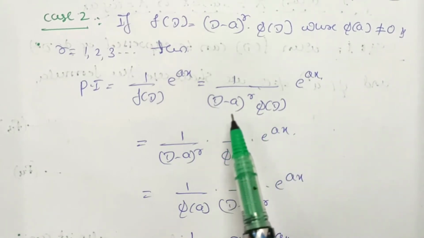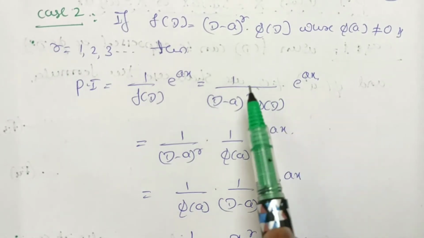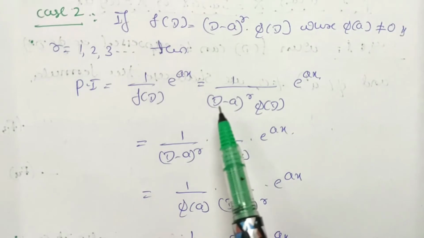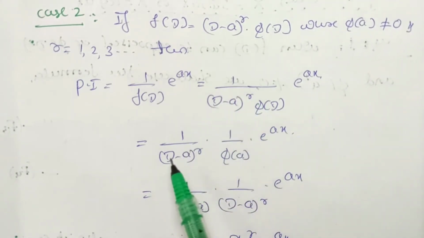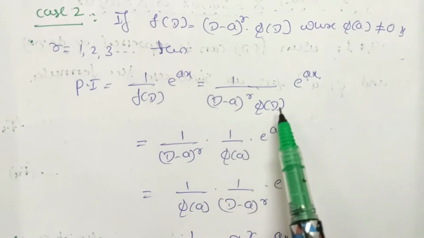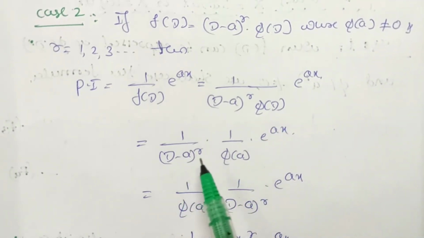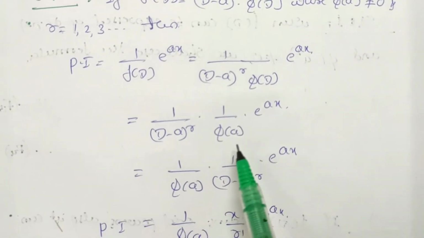We know the rule for e raised to ax divided by f of D: you have to replace D by a. Here if you replace D by a, this term becomes 0, so you have to keep this one as it is. Only in phi you put D equals a. So it becomes 1 by (D minus a) raised to r, 1 by phi of a into e raised to ax. And this 1 by phi of a is constant.